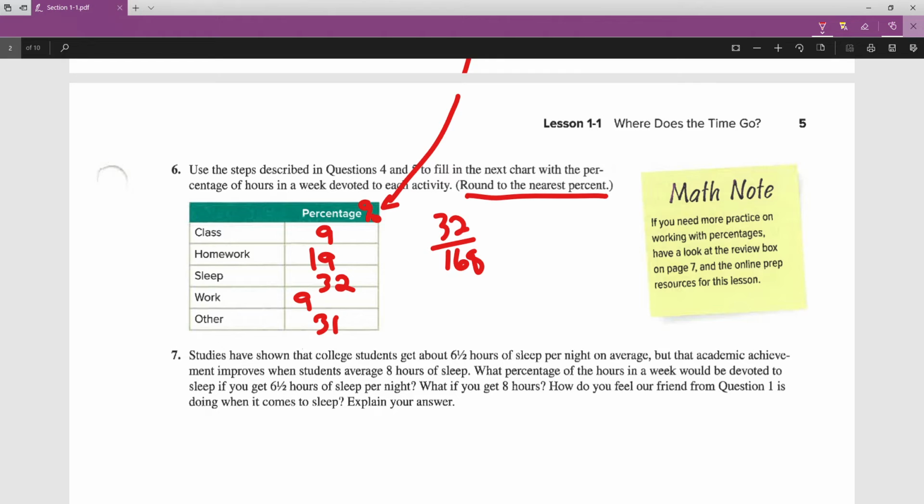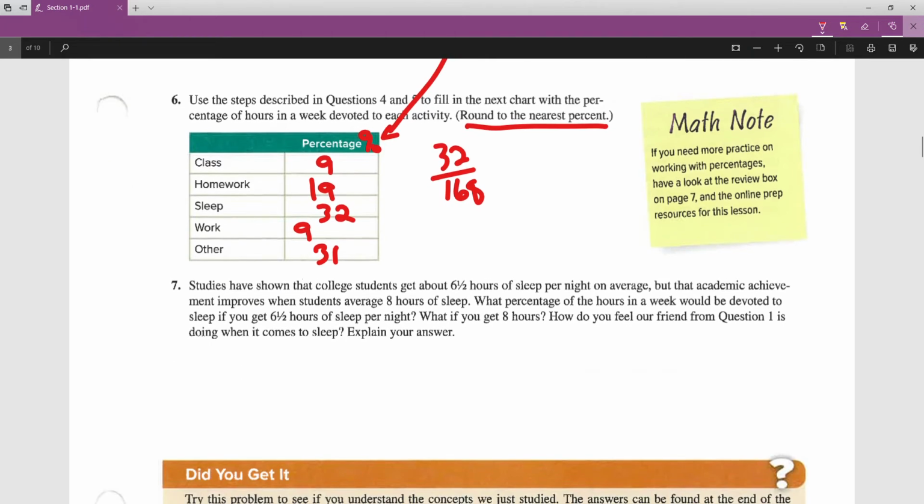Number 7 says, studies have shown that college students get about 6.5 hours per night on average, but that academic achievement improves when students average 8 hours of sleep. What percentage of hours in the week would be devoted to sleep if you get 6.5 hours? What if you get 8? How do we think our friend is doing?